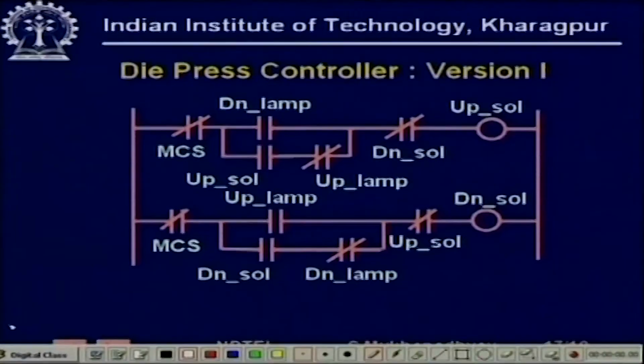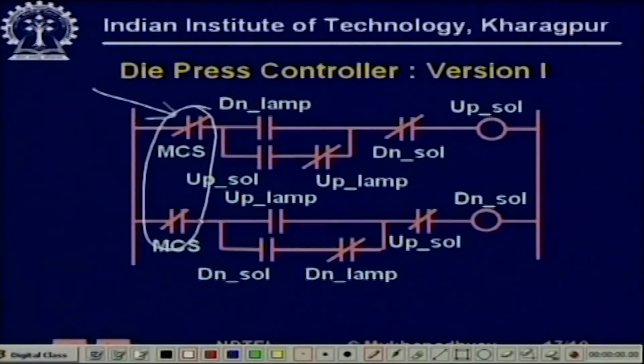So, if the master control switch, the master control stop, is a kind of emergency switch. If it is flicked, then this machine does not work. So neither the up solenoid nor the down solenoid will get supply, that is fine.